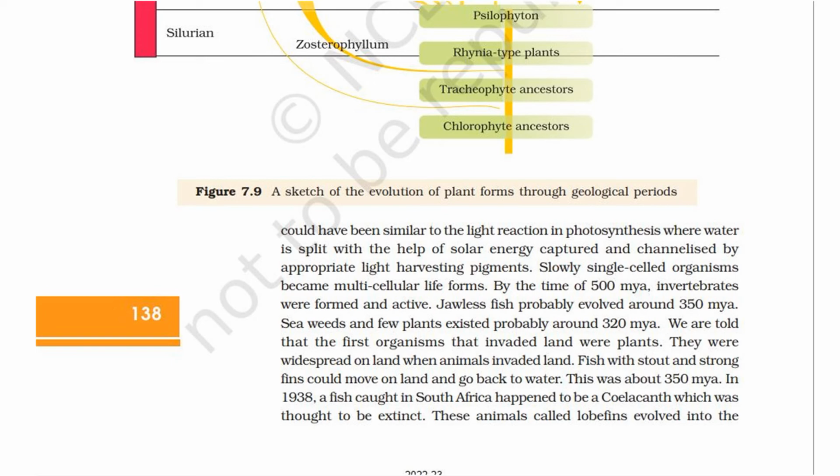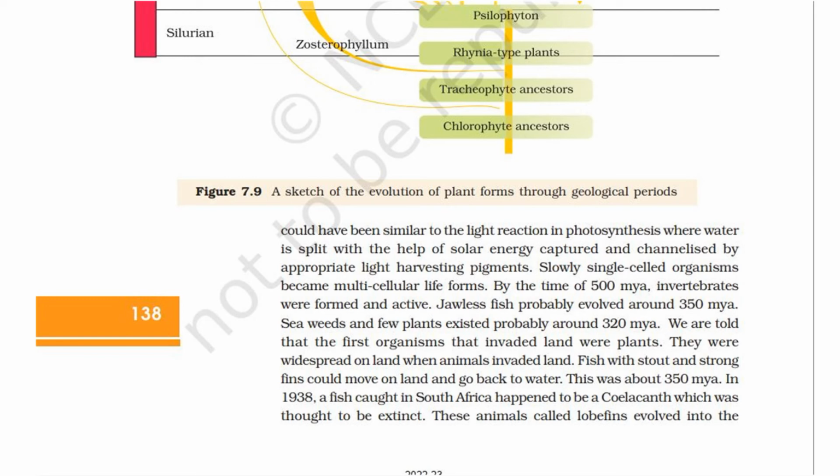Slowly single-celled organisms became multicellular life forms. By the time of 500 million years ago, invertebrates were formed and active. Jawless fish probably evolved around 350 million years ago. Seaweeds and few plants existed probably around 320 million years ago. We are told that the first organisms that invaded land were plants. They were widespread on land when animals invaded land.